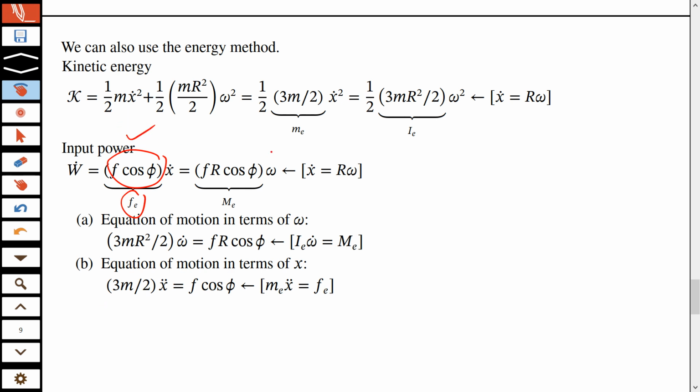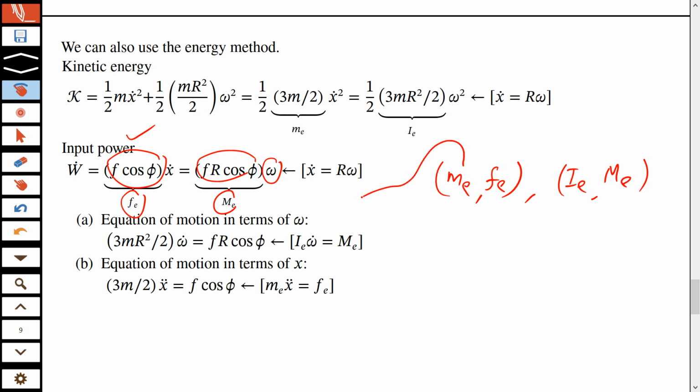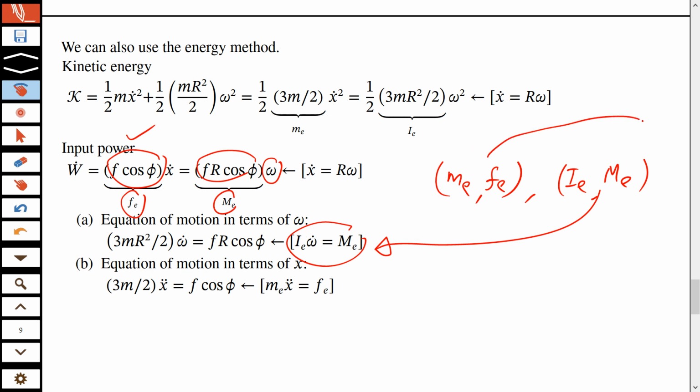But if we want to write the same power in the form of omega, x dot is equal to r omega, now this is the effective moment. So now you have two pairs: Me and Fe, effective force and effective moment, and on the other hand you have Ie and Me, effective moment and effective moment of inertia. Now you can use this for Newton's second law. Sorry, I told that the wrong way round. If you use this as a rotational form of Newton's law and plug in the values, you will have your equation. And if you use this translational form of Newton's law, you will get this.